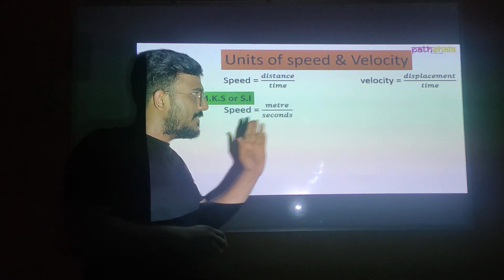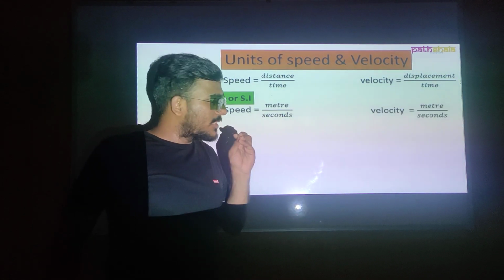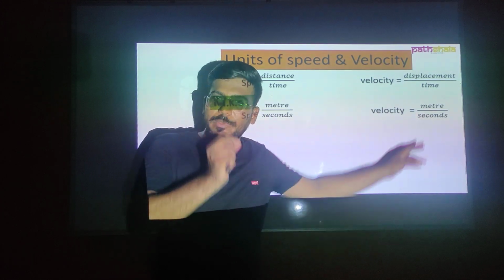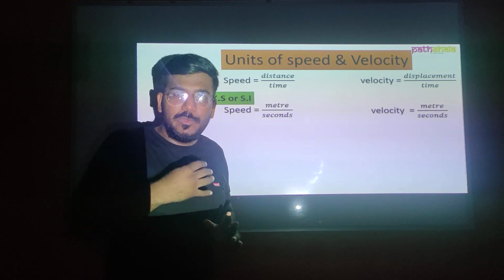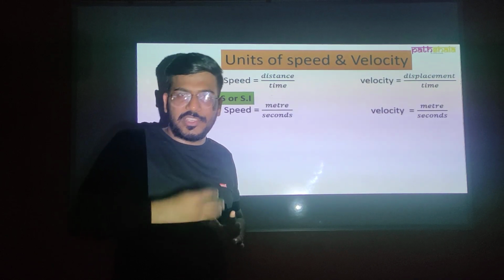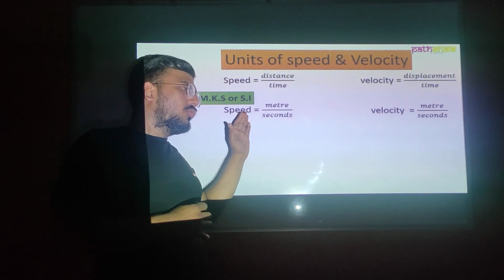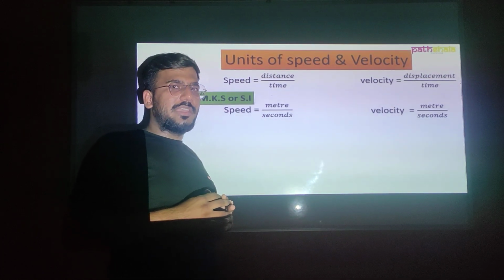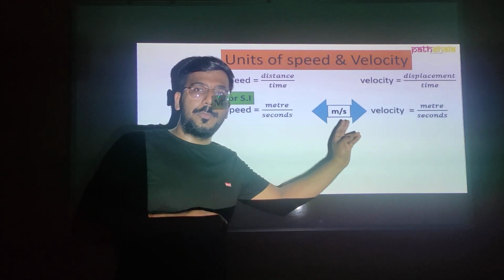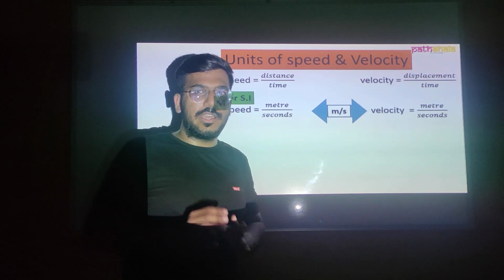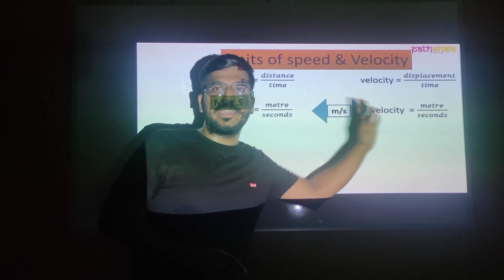So the MKS or SI system में speed the unit is meter upon second, which is pronounced as meter per second. Same will be for the case of velocity also, because velocity क्या है? Displacement upon time. तो displacement को किस में measure करते हैं? Because displacement is also kind of distance only, it will be measured in meter. Time will be also measured in second. Time दोनों के लिए same है, right? So speed and velocity में दोनों का units are same in case of MKS and SI system. Meter upon second, which is also called meter per second, written as m/s.